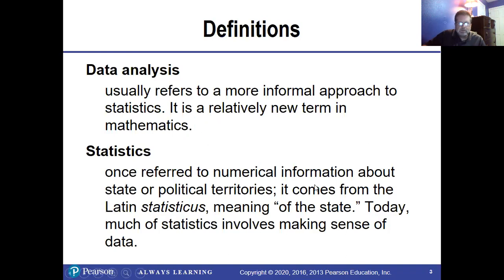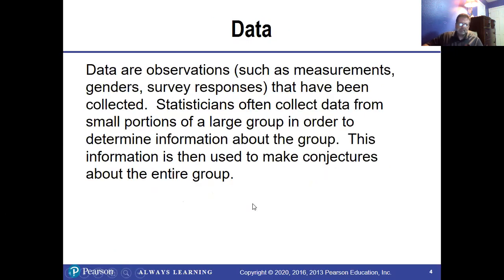And then statistics once referred to numerical information about political territories. You don't need to know that it's Latin. All right, so it's data and observations such as measurements, genders, survey responses, things that you go out there and collect. Those were what those questions were for that we talked about the other day. Okay, it's all that collection that you do. The statisticians take the data from small portions of a large group in order to determine information about the big group. This information is used to make conjectures about the entire group.